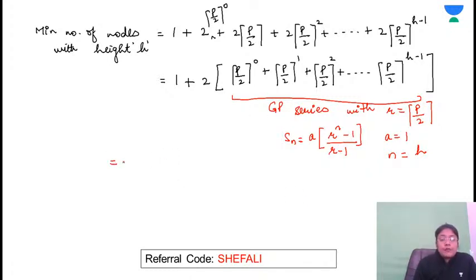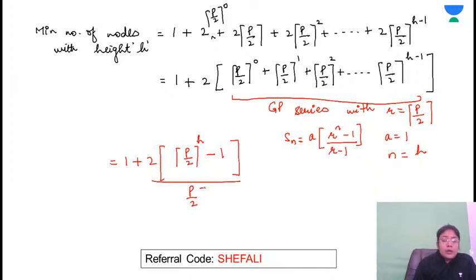So the minimum number of nodes comes out to be 1 plus 2. First term is 1. So it's 1 only. Common ratio is p by 2. Number of terms are h, minus 1, divided by r minus 1. That is 1 plus 2 times (p by 2 raised to power h minus 1) divided by (p by 2 minus 1). Is this clear?